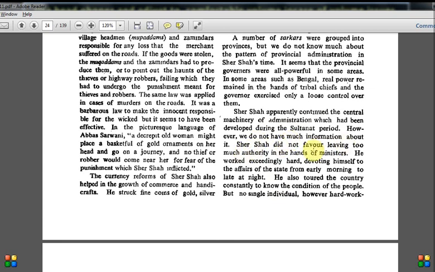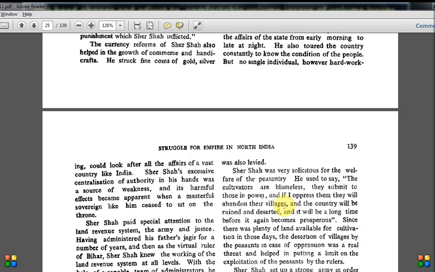Sher Shah did not favor leaving too much authority in the hands of ministers. So he was in charge of everything. He was on top of everything. He did not give too much devolution of power. He worked exceedingly hard, devoting himself to the affairs of the state from early morning to late at night. You should see that he is like 67 years old and he is working throughout the day for the development of his regions. He also toured the country constantly to know the condition of the people, but no single individual, however hardworking, could look after all the affairs of a vast country like India. Sher Shah's excessive centralization of authority in his hands was a source of weakness.